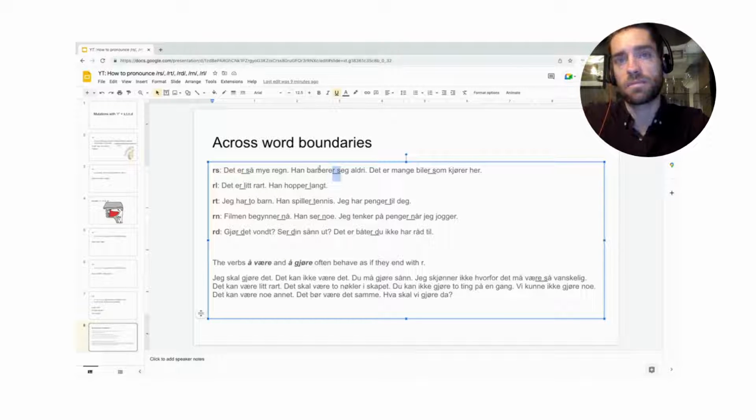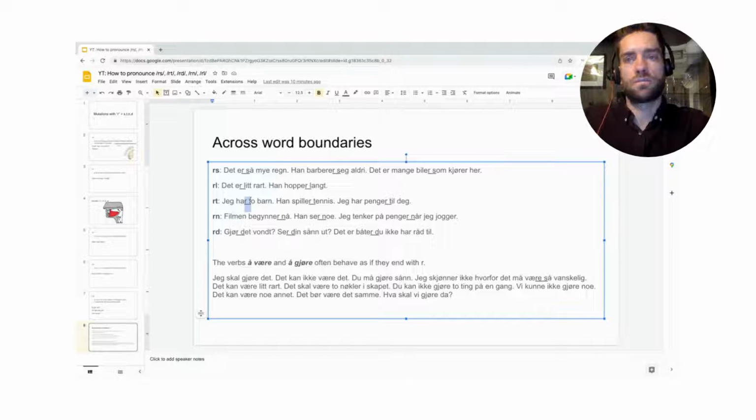Han barberer seg aldri. Det er mange biler som kjører her. You see how this occurs here after a verb in the present tense? Barberer seg. So very often in front of så. Almost always in front of this reflexive pronoun. Barberer seg. But it can also be words such as nouns in the plural, which you can see here. Biler som becomes biler som kjører her. RL is also included here. It's not the main focus of this video, but we say det er litt rart. We don't say det er litt rart. Maybe we could say it, but det litt rart. You wouldn't hear the R sound. Han hopper langt. Han hopper langt.